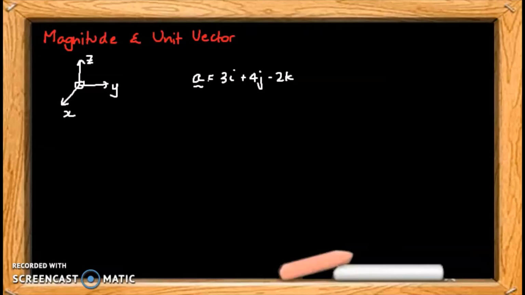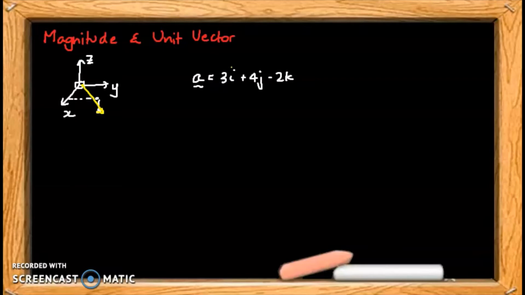And that would indicate that this vector is 3 along the x direction, plus 4 along the y direction, and minus 2 along the z direction. And therefore, my resultant vector A might look something like that in this 3-dimensional picture. And you can see that it can be quite difficult to represent that accurately.